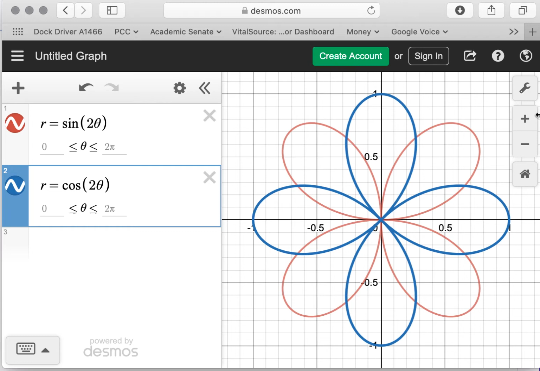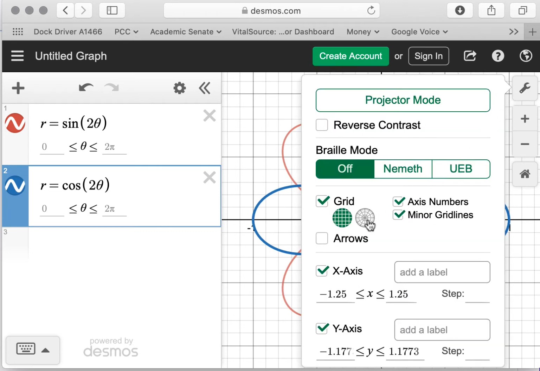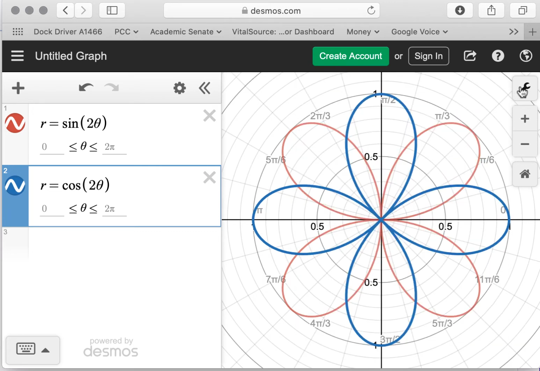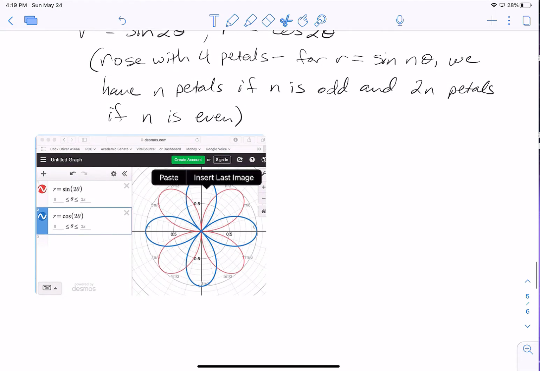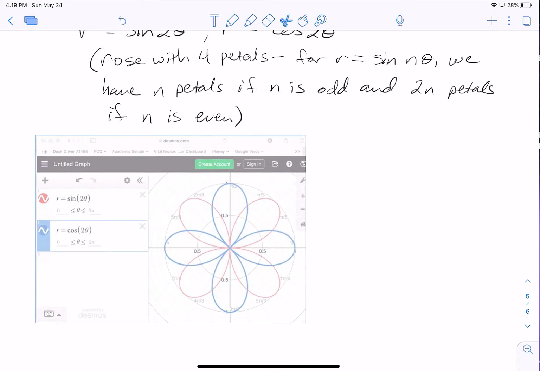Now this, of course, doesn't look quite right, so clicking on the wrench here allows us to convert this into a polar grid. Let's go ahead and import that graph here so we have something to look at. And I'll just quickly resize it here.